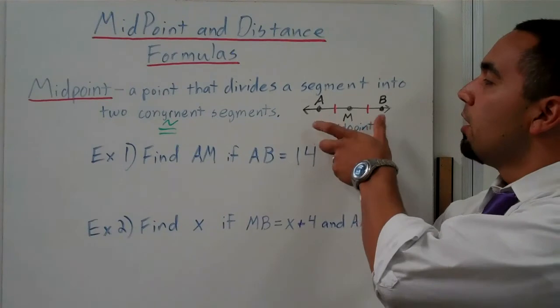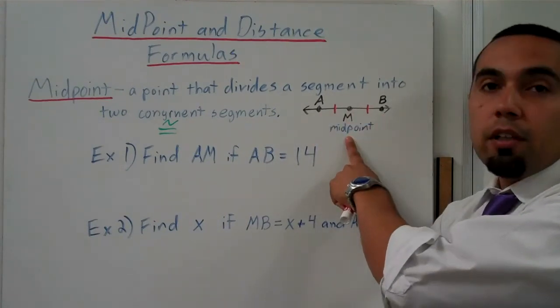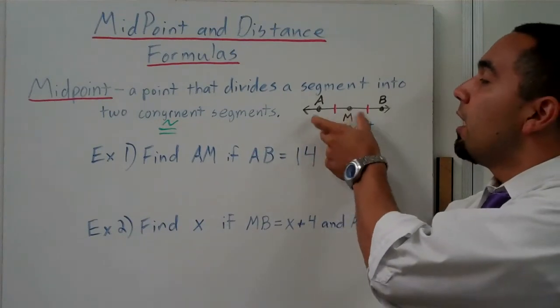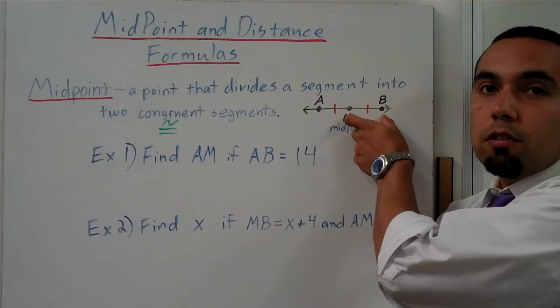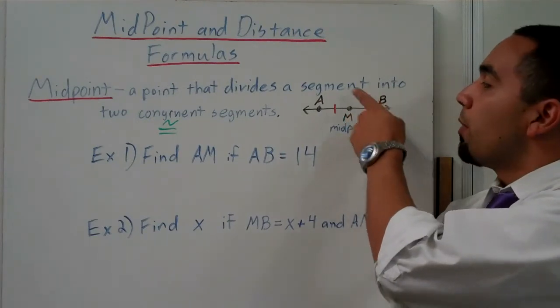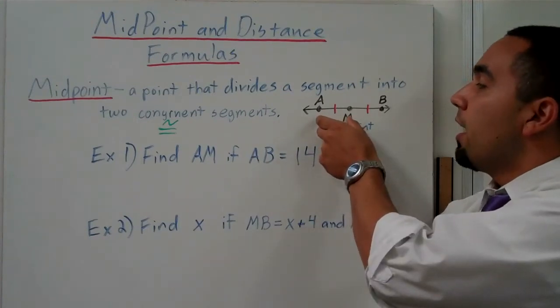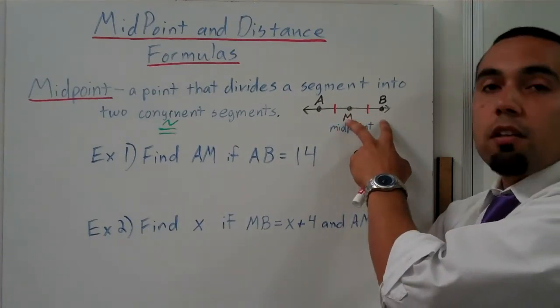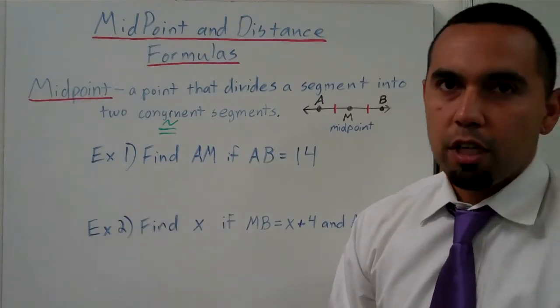So here we have line segment AB, and M is our midpoint. If it is a midpoint, then that means it's cutting AB in half so that this segment is equal to this segment. And that's why we have these little marks. These red lines are indicating that AM is the same length as MB. So let's take a look at some examples on how we're going to use that.